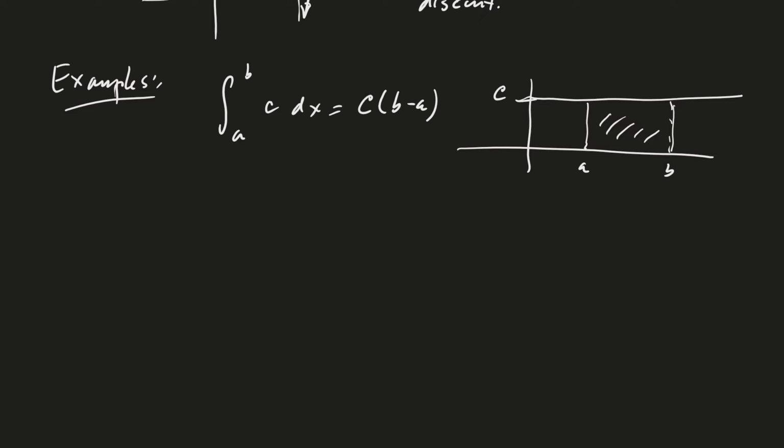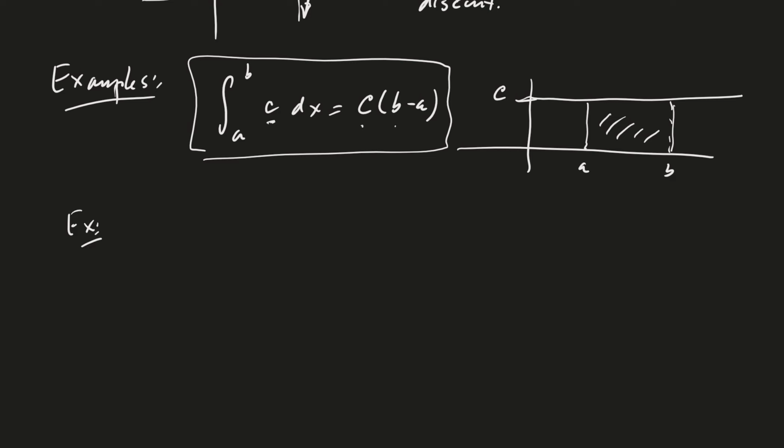Good. So this is kind of our first property. If I want to integrate a constant, I get a constant times b minus a. Or it's the height times the length of the interval. How would I do something like the integral from 0 to 1 of the square root of 1 minus x squared?